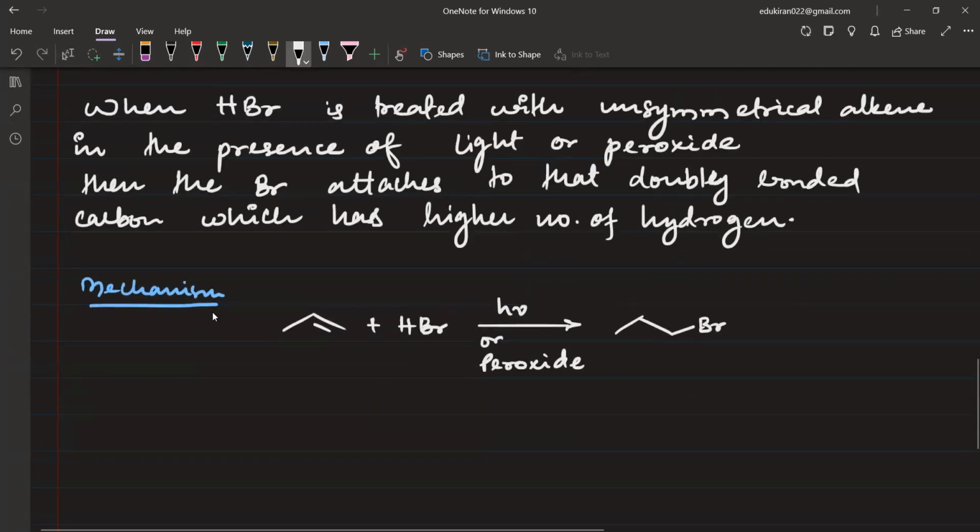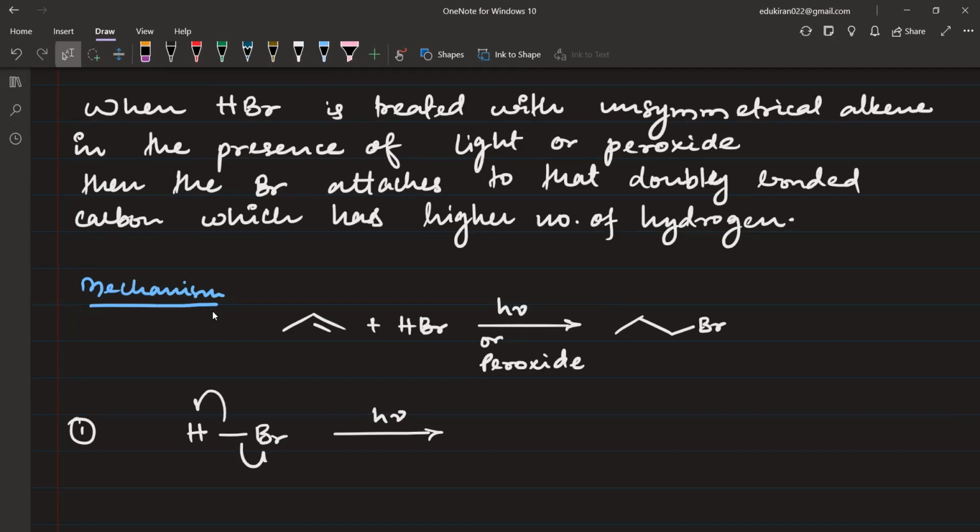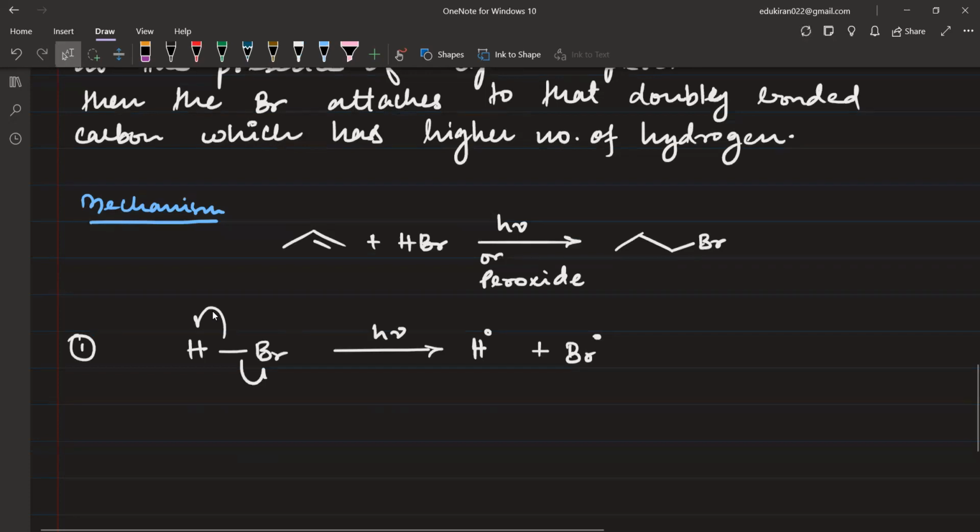See, the first step is here. The HBr gets dissociated in the presence of peroxide or H nu, and it forms radicals. So I will get H free radical and Br free radical. Now, when we have H free radical and Br free radical, we'll next have alkene. In alkene, we have CH3, single bond CH, double bond CH2.